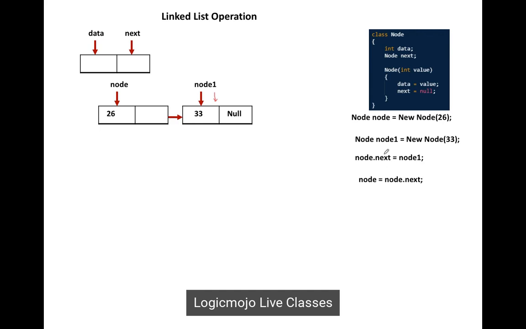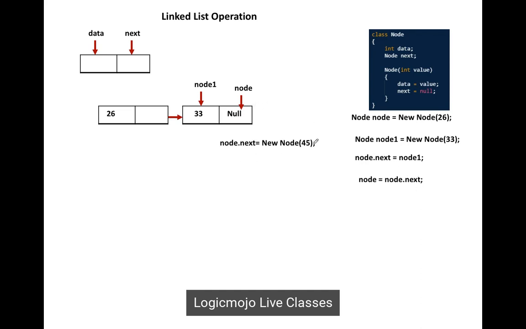Now let's say we run this instruction: node equal to node.next. So node is right now pointing to this particular node, and this is my next. So its next is pointing to node1. So when we do node equal to node.next, now node and node1 will start pointing to the same node, which is this one, that is 33. So that's what node equal to node.next will do.